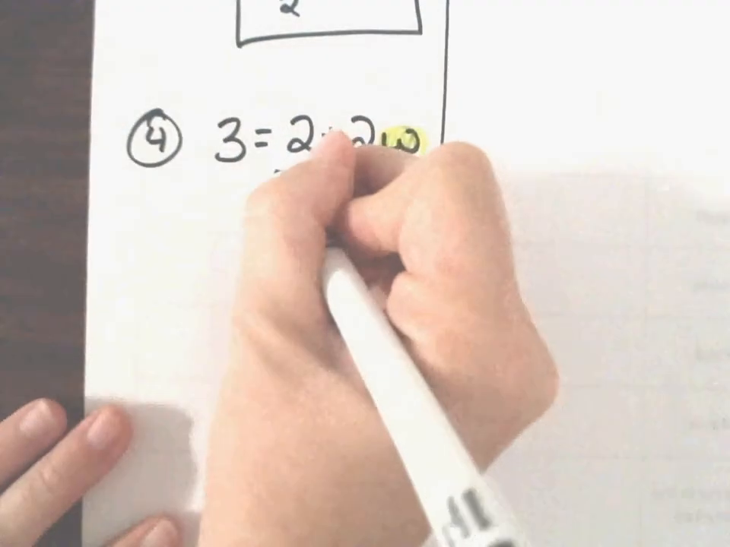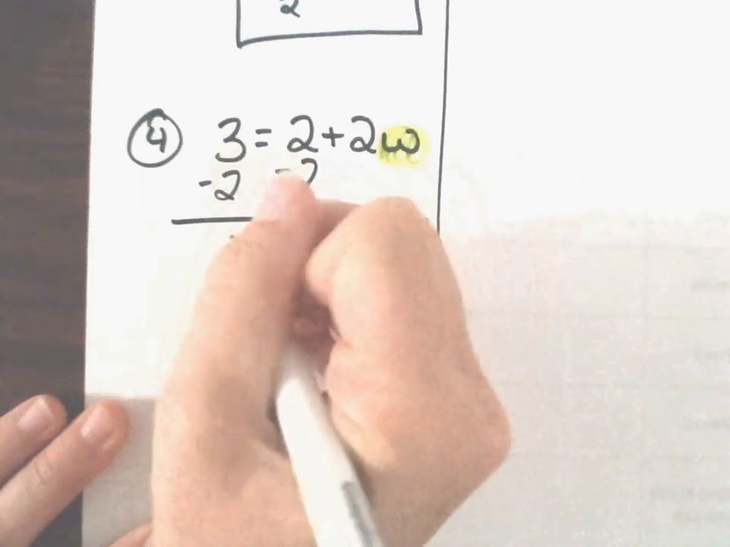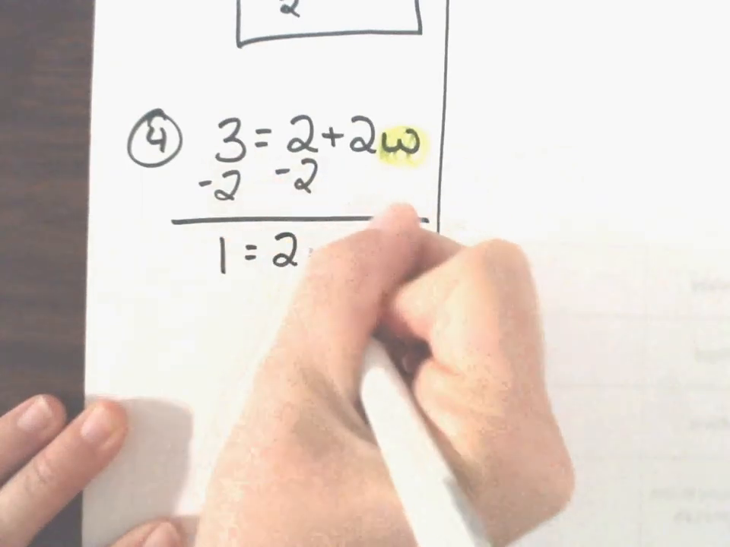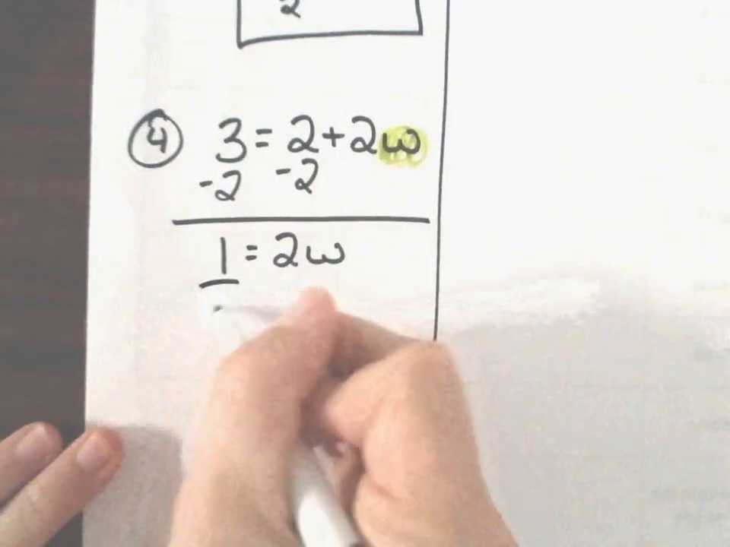Okay, so Trent started this problem by saying we're going to subtract 2. 3 minus 2 is 1. And then if I still need to solve for W, Trent, what would you do? Divide by 2.